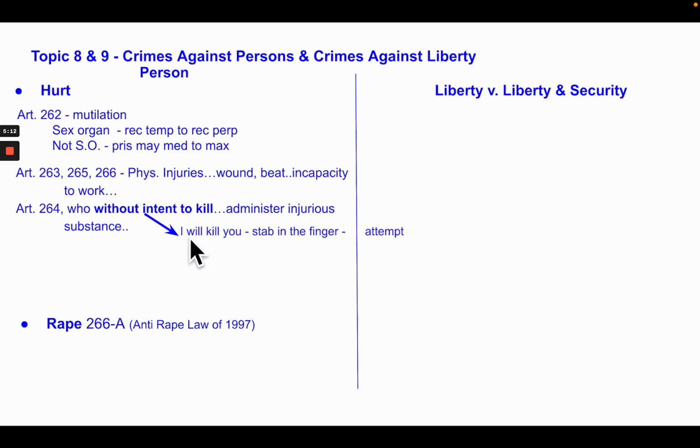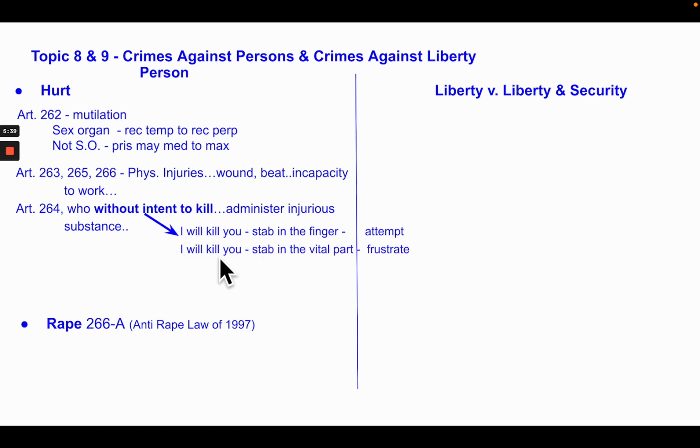All right. So person A says, "I will kill you." So it's very clear. The intention is I will kill, but the person stabs the victim, but because of poor aim, stabs only the finger. So what is it? It will be an attempt to kill because the intent to kill is very clear. So it's an attempt to kill. This is different from I will kill you.